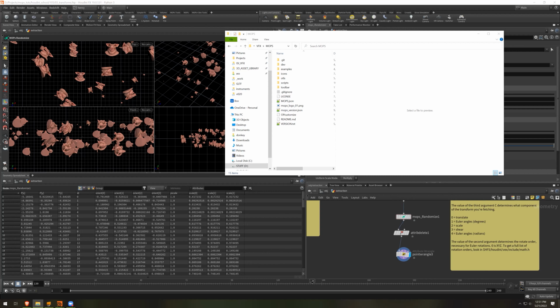I don't have a ton of experience with Unreal Engine. I've used some MOPS nodes in HDA wrappers in Unity, and it seems to work. But somebody who's more Unreal focused would probably have better answers on that than me.